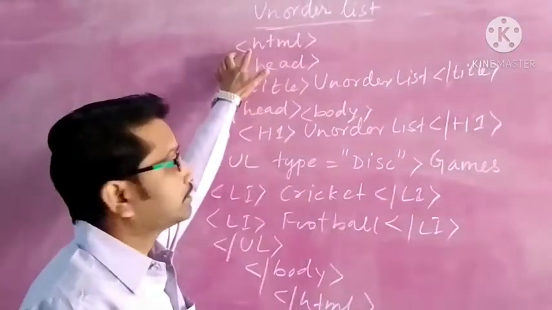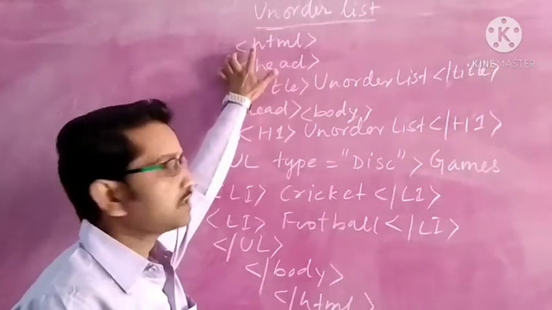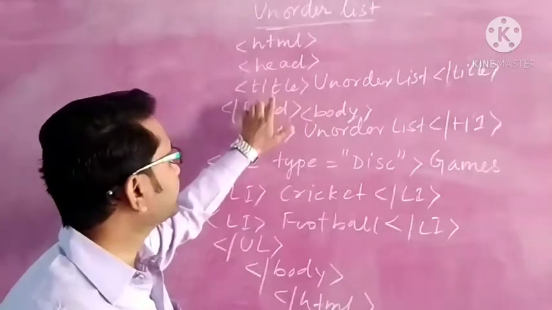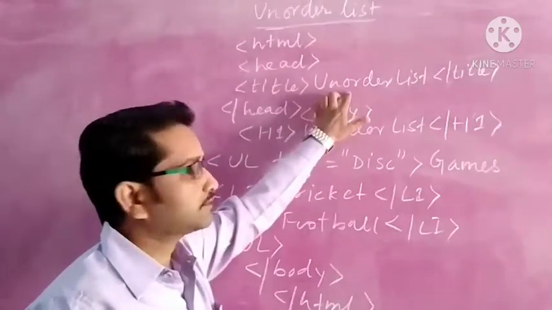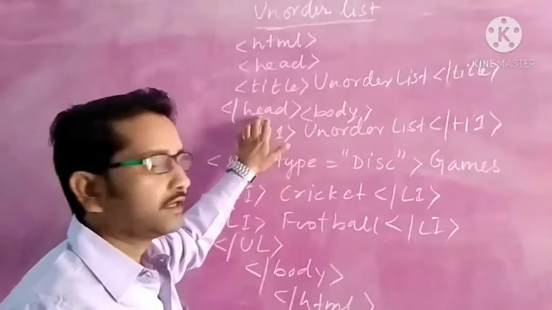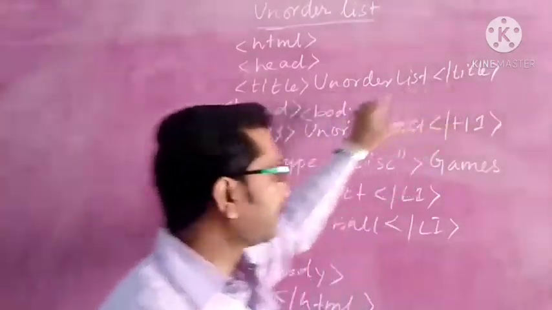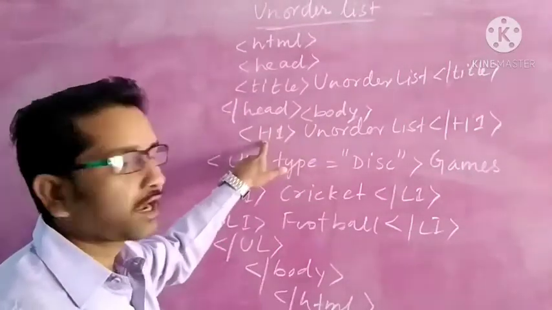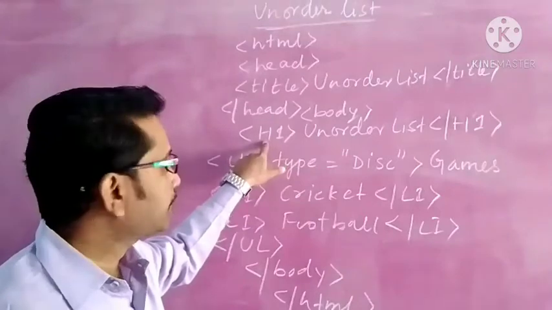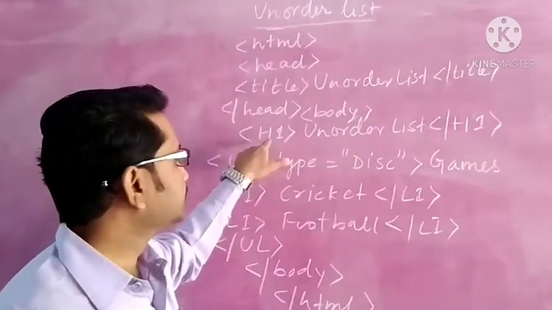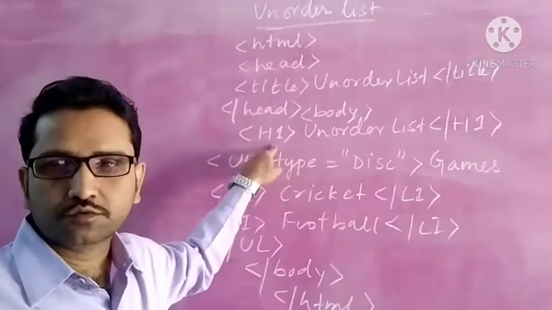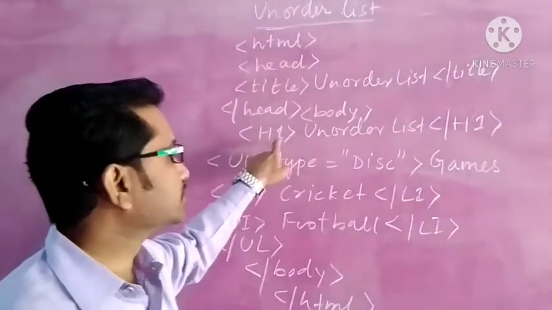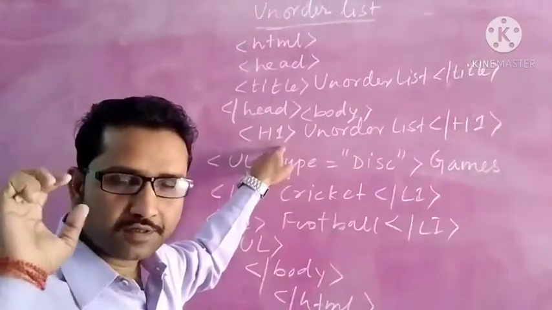So I have written the HTML, after that the head, then the title I have given as unordered list, then the title will be closed and the head will be closed. After that body, and then I have used one bold heading, that is H1. H1 is used to give headings to an HTML page. H1 is the most prominent heading.